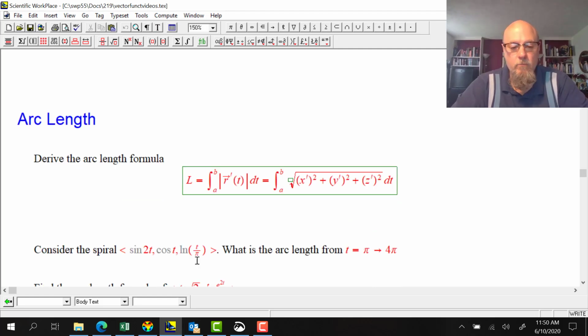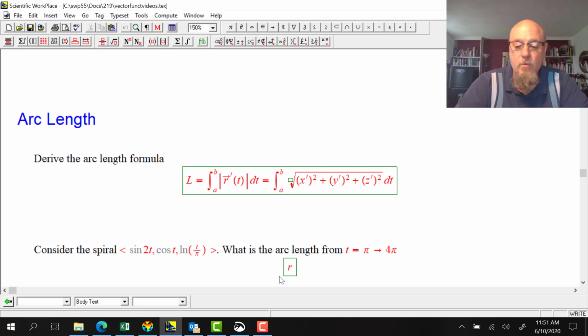Here's a spiral. What's the arc length from t equals pi to t equals 4 pi? So let's set this up. The first thing I'm going to need then is, this is our r, our space curve, our vector function. I need the r prime. What's the derivative? What's the tangent vector of this?